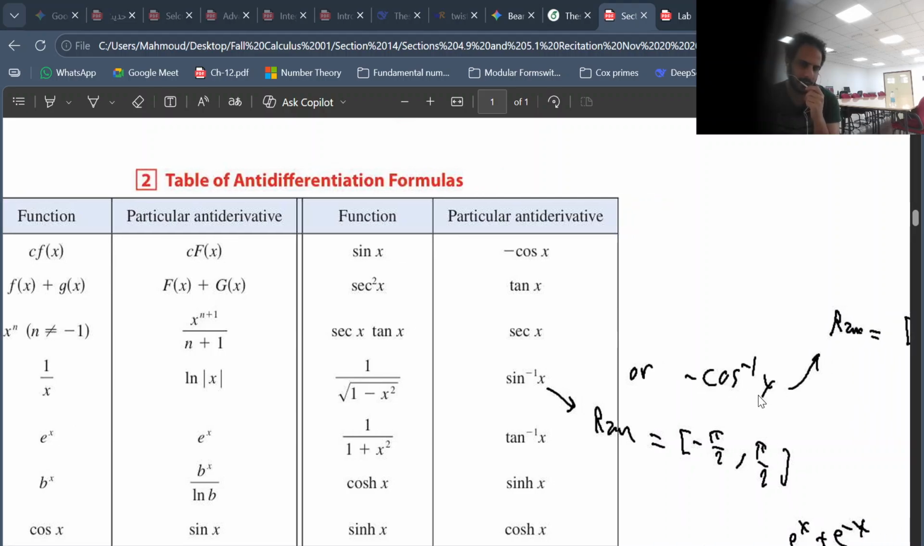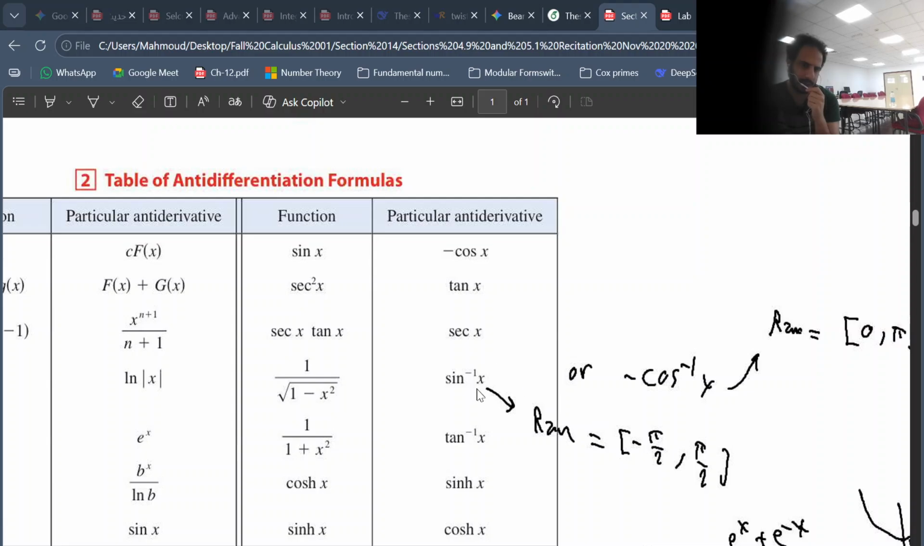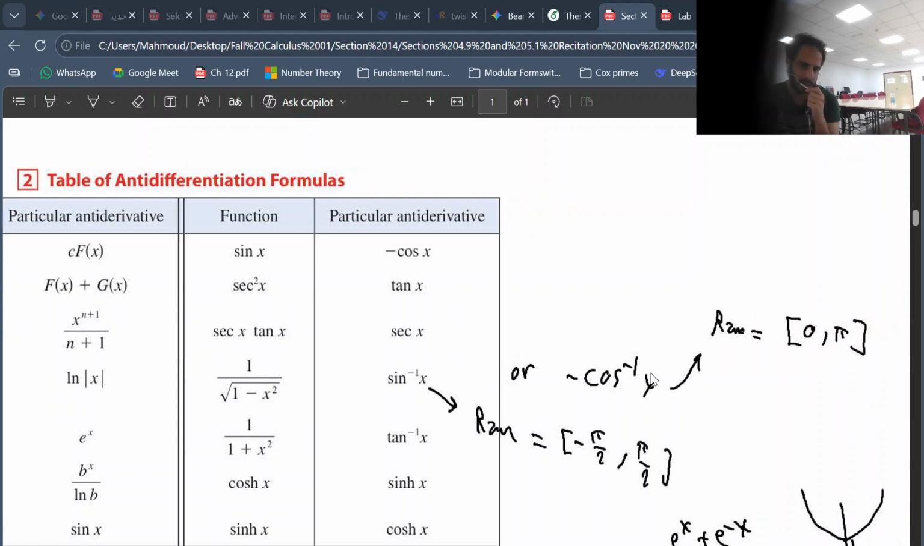Because what's the derivative of just cosine inverse x? It's minus 1 over square root of 1 minus x squared. Multiplied by minus 1, you get this one here, 1 over square root of 1 minus x squared. So you can answer this one sine inverse, or minus cosine inverse.